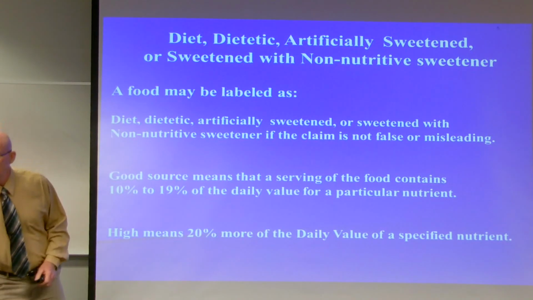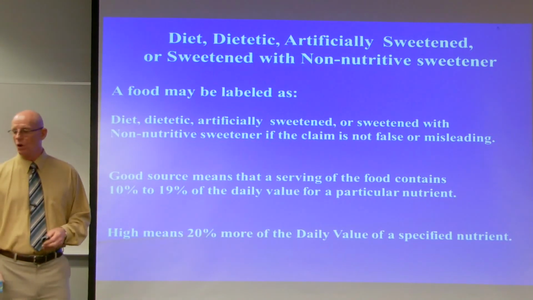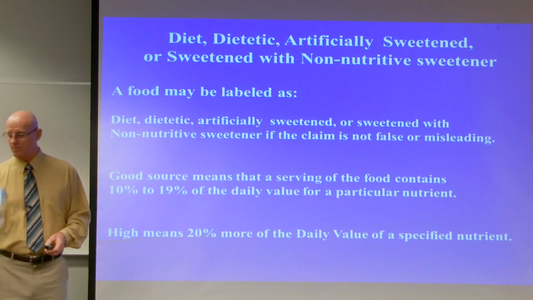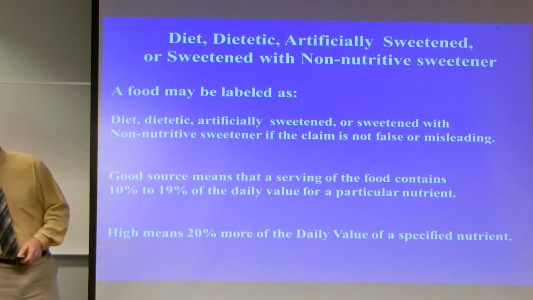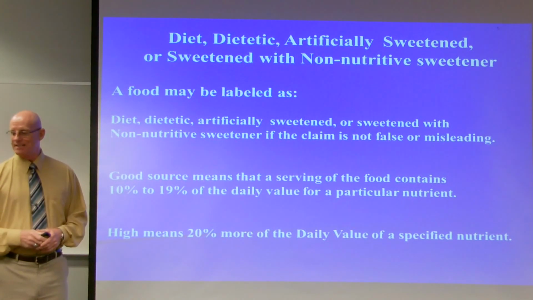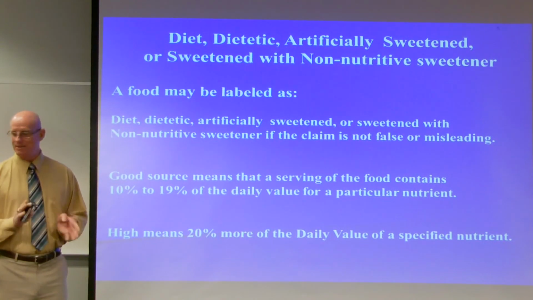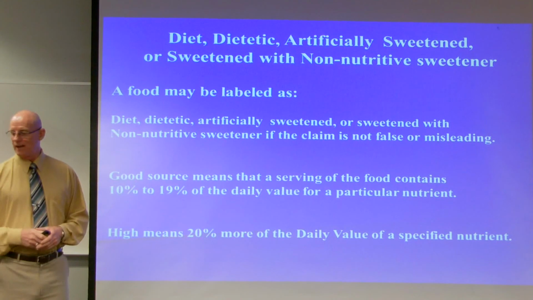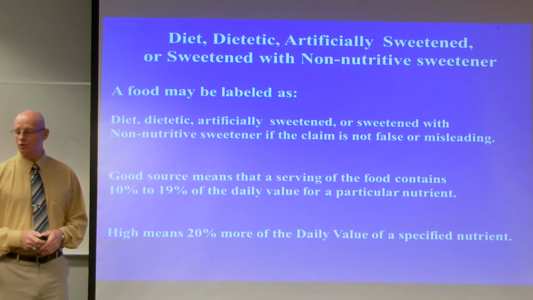Okay, dietetic, artificially sweetened, or sweetened with non-nutritive sweetener. A food may be labeled as dietetic, artificially sweetened, or sweetened with a non-nutritive sweetener if the claim is not false or misleading. Good source means that a serving of the food contains 10 to 19% of the daily value for a particular nutrient. And high means 20% or more of the daily value of a specified nutrient.